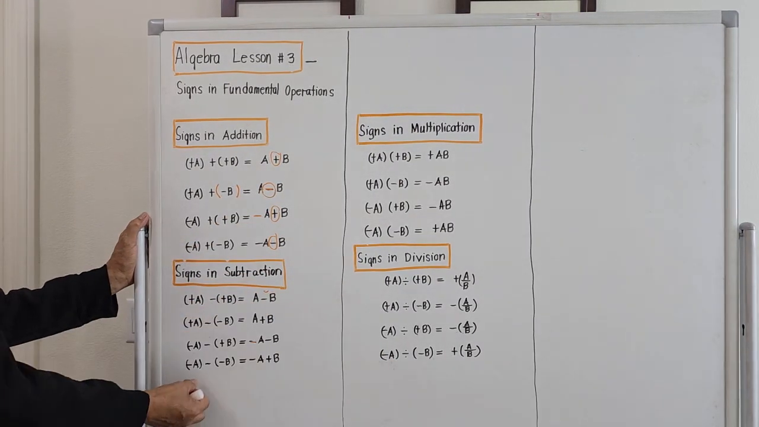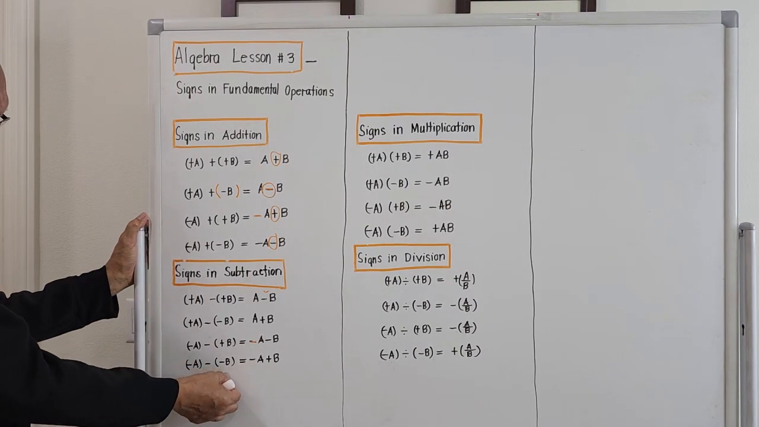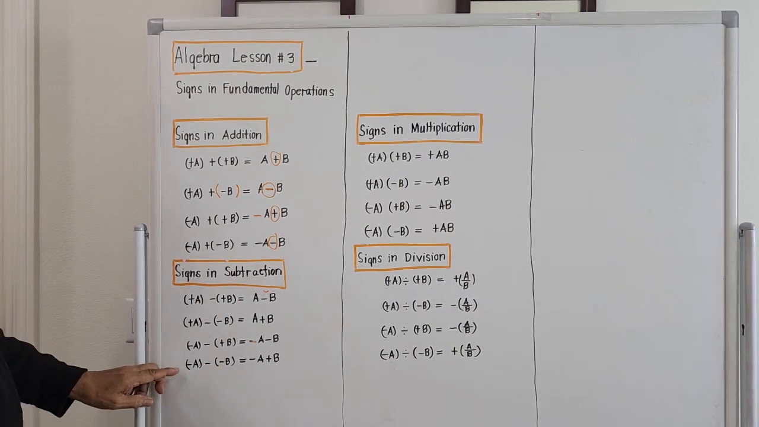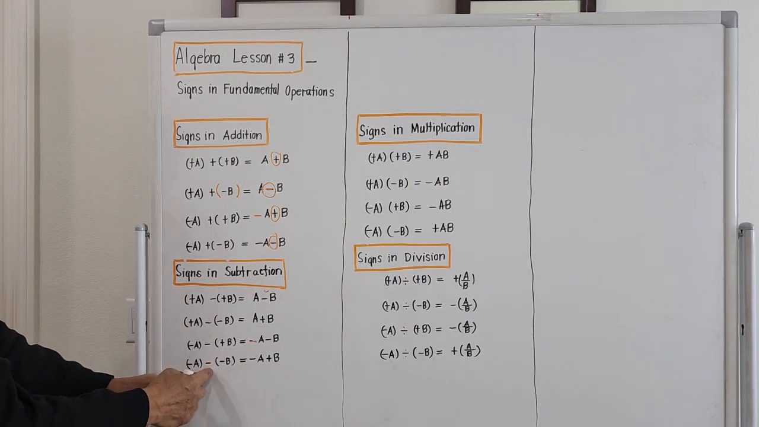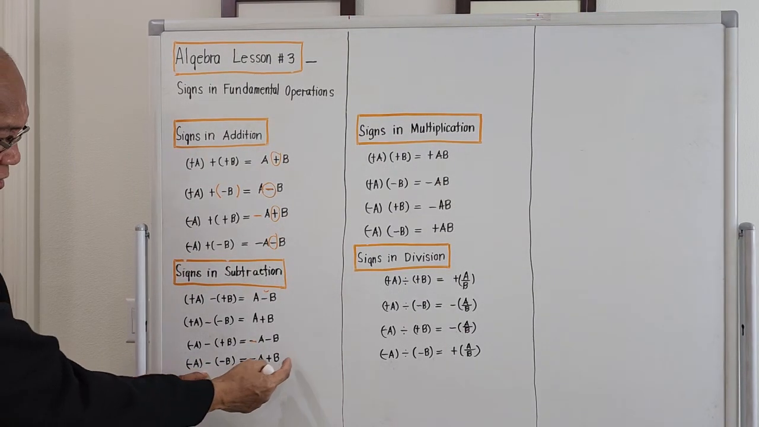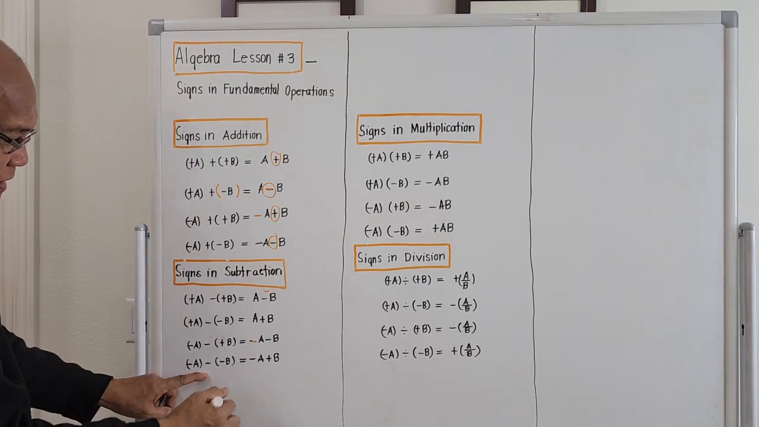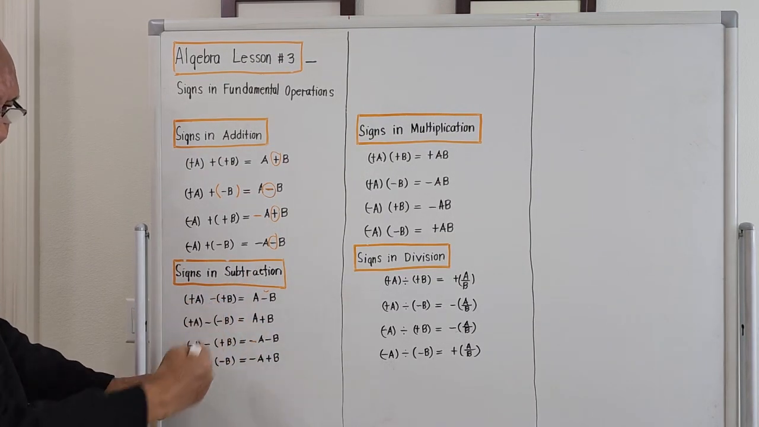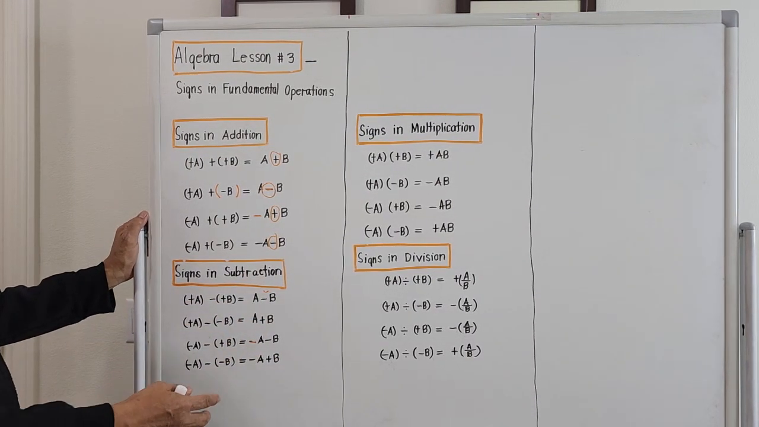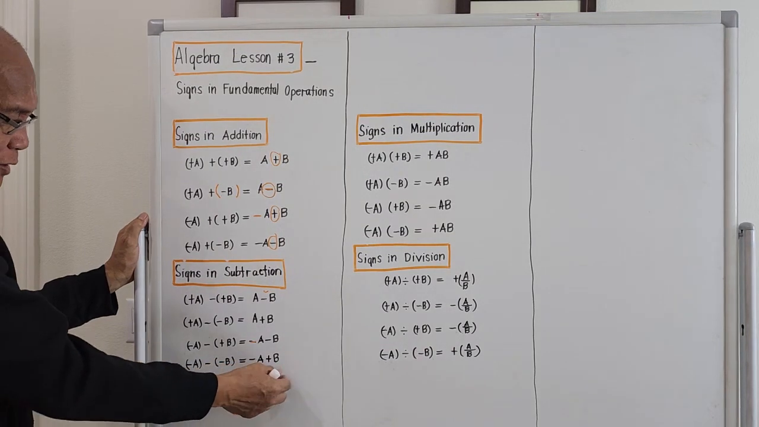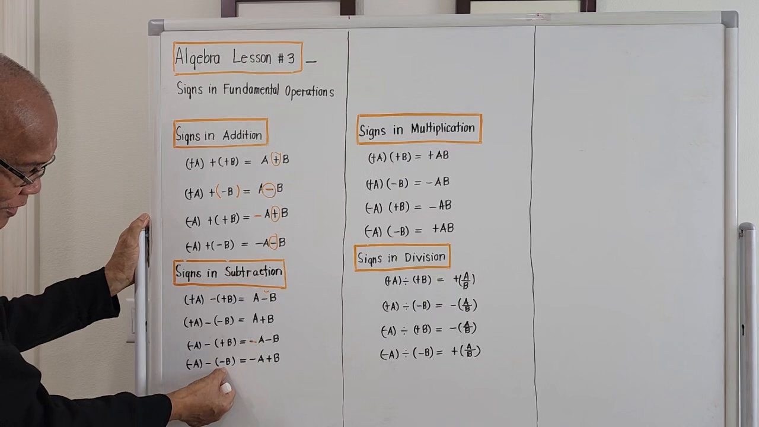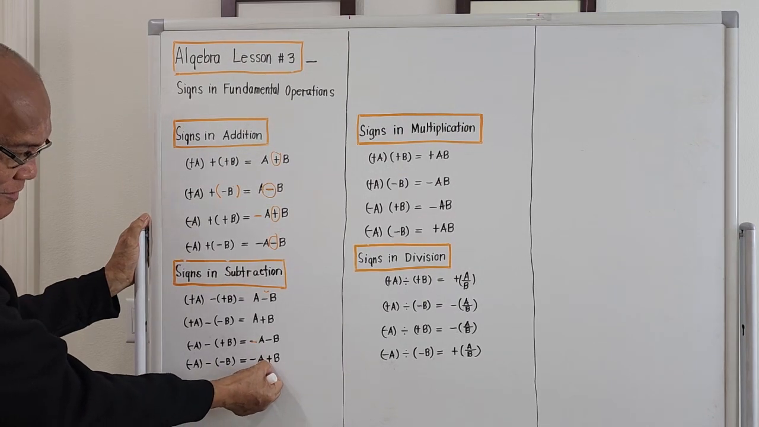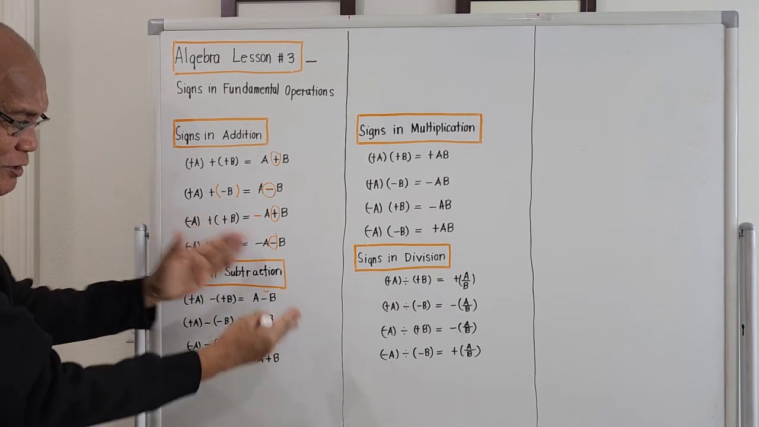Fourth one, minus A minus the quantity minus B equal to... Minus A will just be simply minus A, and minus minus will be a plus. This will now be plus B. So on the fourth condition, it should be minus A plus B. Why will it become plus? Because this is a minus and this is a minus, so the sign of this should be plus. Okay, that's for subtraction.